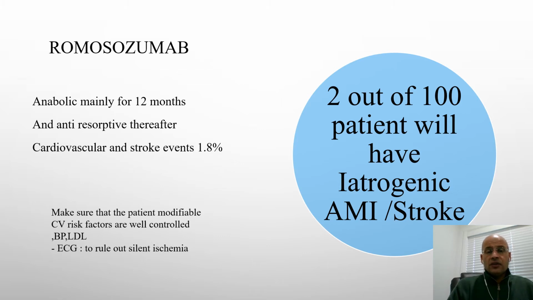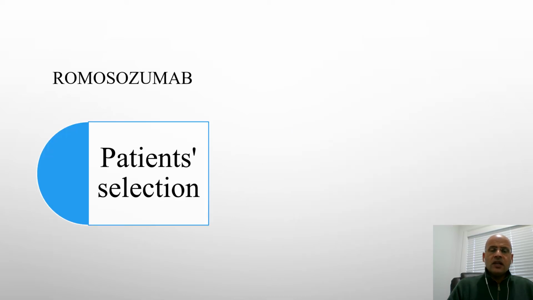They also need to have a cardiogram as a baseline to rule out any silent ischemia before you start romosozumab. Those who have any acute vascular event within 12 months are contraindicated for Romo. Again, patient selection, whom we decide to treat with romosozumab.